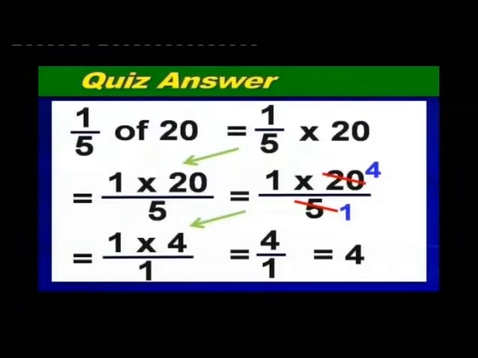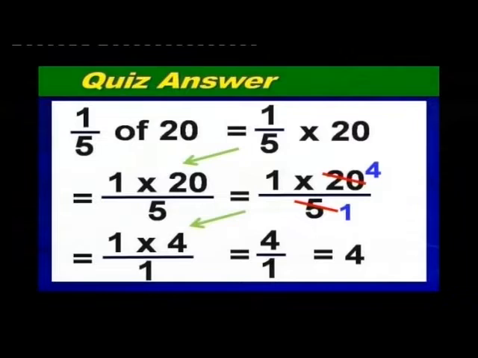All right, 1/5 of 20. The word "of" automatically changes to a multiplication sign, times. So we say 1/5 times 20. Remember the steps. Step 1, you multiply the numerator with the whole number. The whole number is 20. So 1 times 20 over 5. The denominator remains.